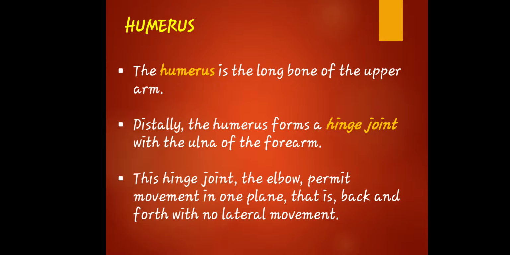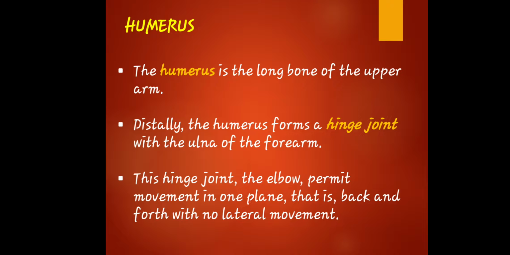Let's now discuss what is humerus. So the humerus is the long bone of the upper arm. Distally, the humerus forms a hinge joint with the ulna of the forearm. This hinge joint, the elbow, permits movement in one plane, that is back and forth with no lateral movement. So meaning to say, humerus can contribute to the movements of the hand, your elbow, and therefore the function of the upper limb. Okay, so that is the major function of humerus.